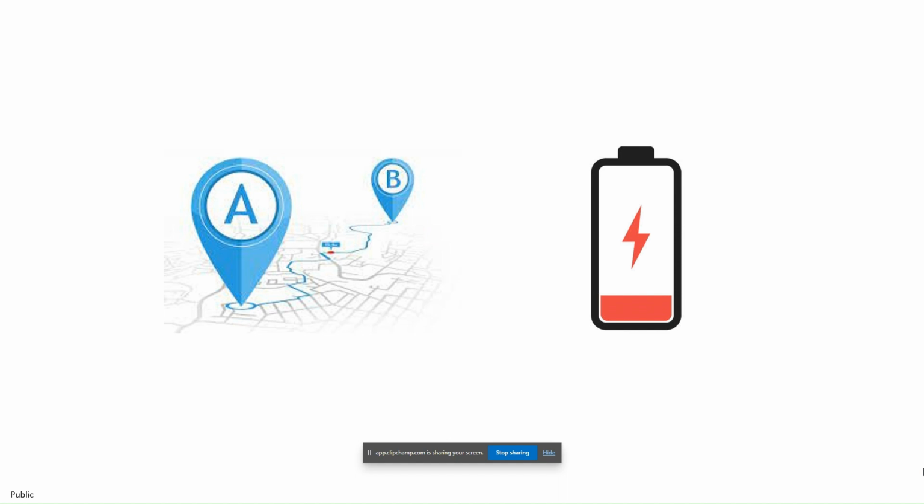Now, imagine a use case in the automotive sector. A person has to travel from point A to point B, and he is having a low charge.